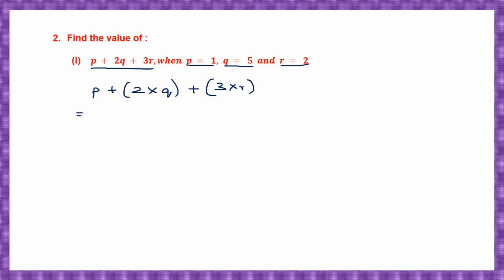So now this will be P. Let's start substituting the values. P is given as 1 plus 2 into Q is given as 5 plus 3 into R, 3 into R is 2. Okay, so that will be 1 plus 2 5s are 10 plus 3 2s are 6. So we just have to add up all these. 1 plus 10 is 11. 11 plus 6 is 17. So the first answer here is 17.